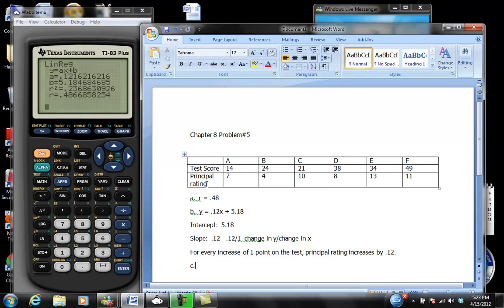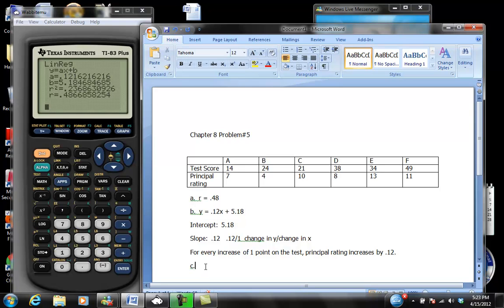But see this R right here? This R is totally not significant. When R is not significant, we should not be doing regression. Why? Because regression is writing an equation that describes a relationship. But we already know from A, there is no relationship between test score and principal rating. So we really shouldn't be doing this. But we're going to do it anyway because that's what the homework asks us for.